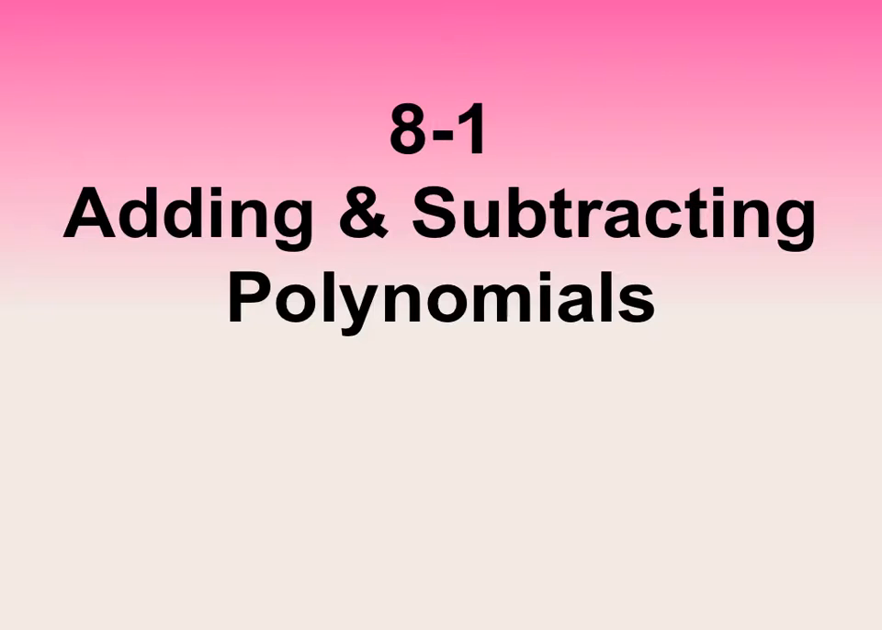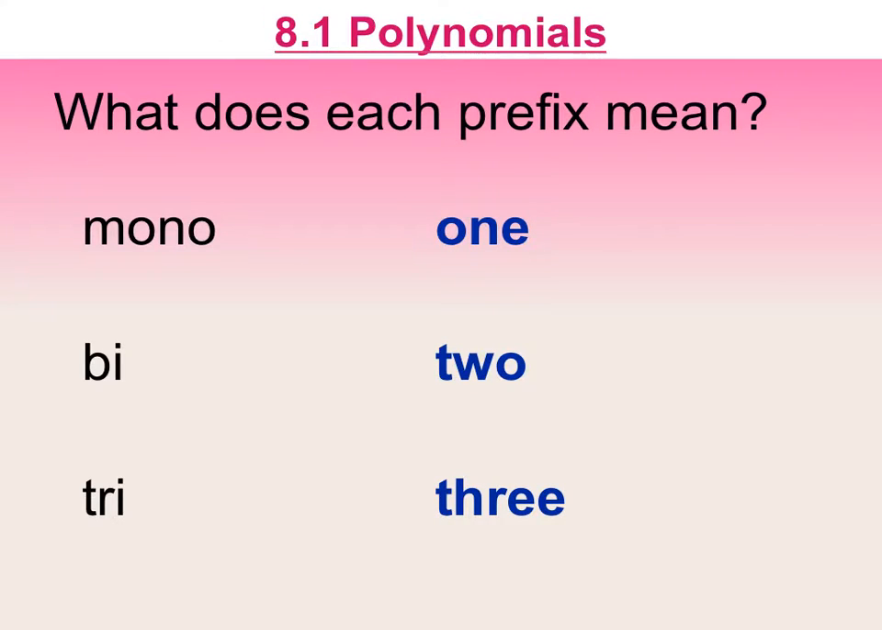Take out your note sheet for 8, Tack 1, adding and subtracting polynomials. So this next unit, we're going to be talking a lot about polynomials, and polynomials can have more specific names, and it really comes down to the prefix that you would see with these. A monomial means one, a binomial would be 2 parts, and a trinomial is 3 parts. Anything beyond that's just considered a polynomial.